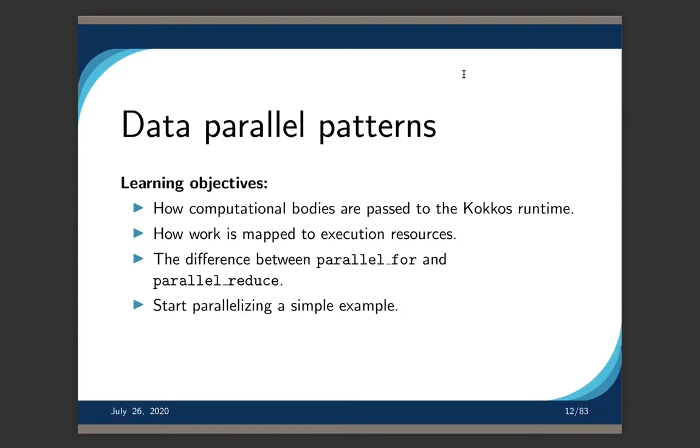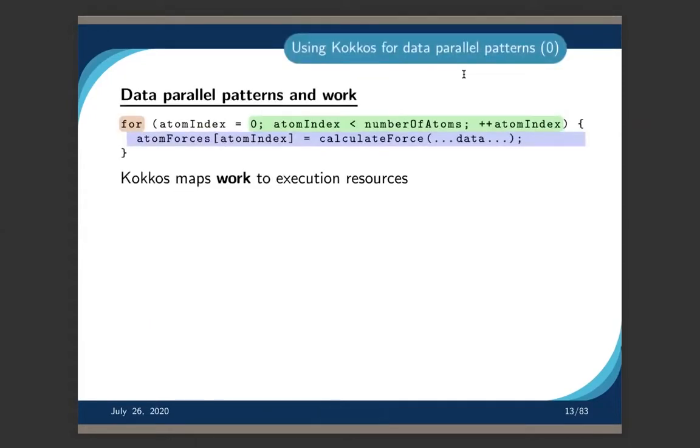Okay, let's talk about data parallel patterns. What I want to teach you in this section is how you express parallel code in Kokkos, how that is mapped to execution resources, and what the difference is between a parallel for and a parallel reduce. There's an exercise associated with that. I think we'll push that to the end so that we can do it as one block with another exercise.